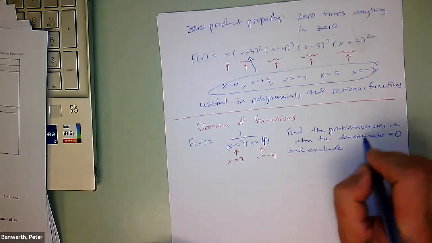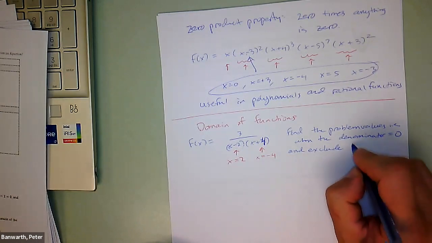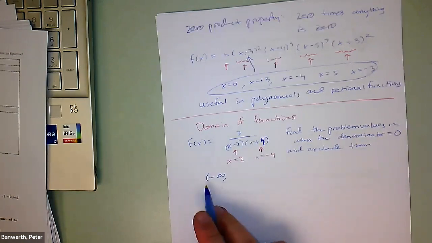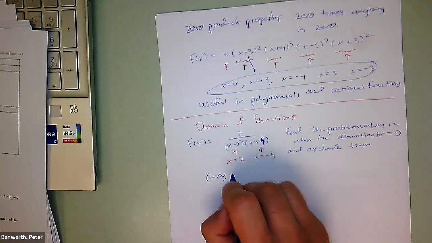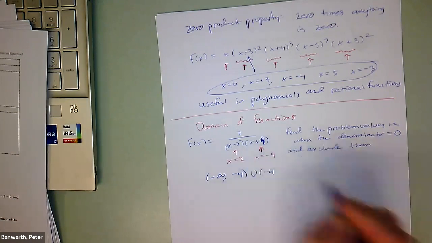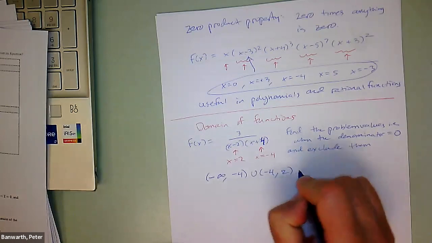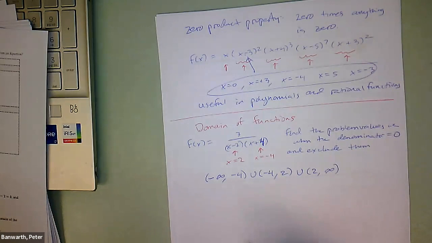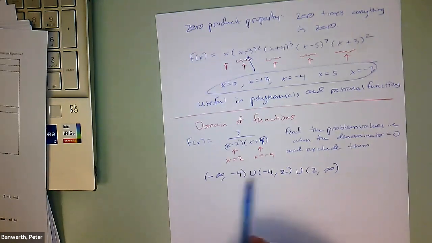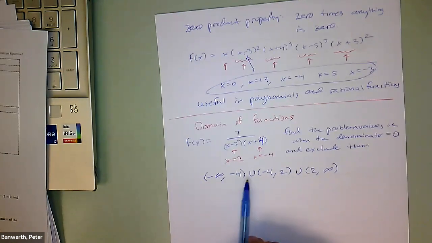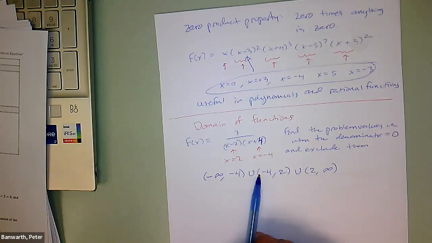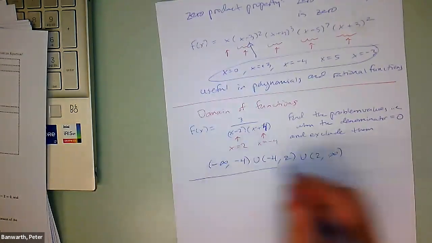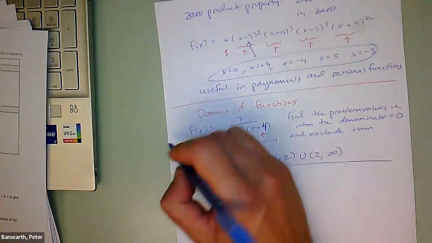So the domain is find the problem values where the denominator equals 0 and exclude them. So if I'm going to exclude them, I can go all the way down toward negative infinity. I can come up to negative 4, but I have to cut negative 4 out. And I can go up to 2, but I have to cut 2 out, and then I can go up to infinity. I call this cutting it out, where you go up to negative 4, open parentheses, and then start at negative 4 with an open parentheses. That's rational functions.